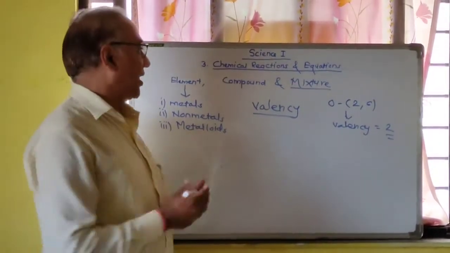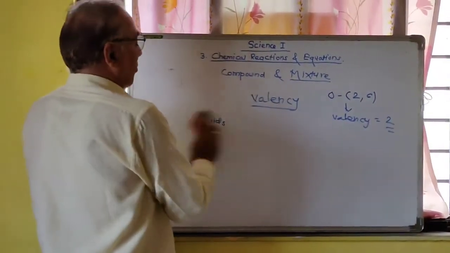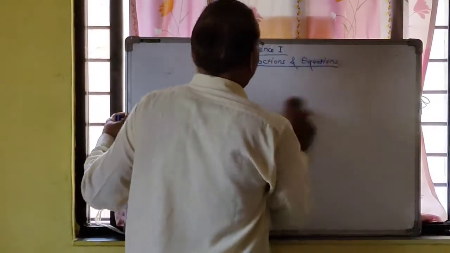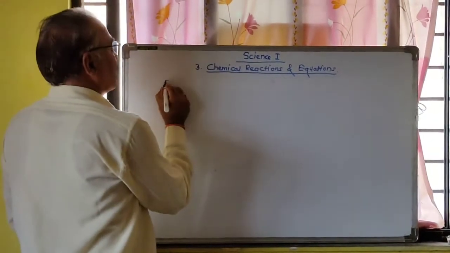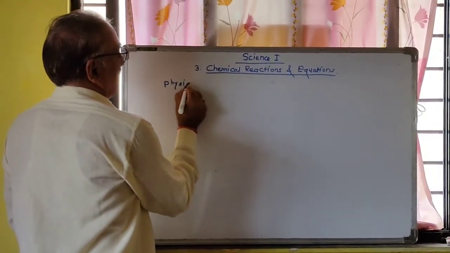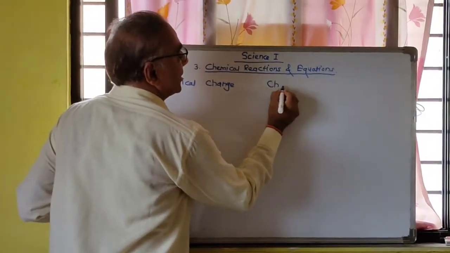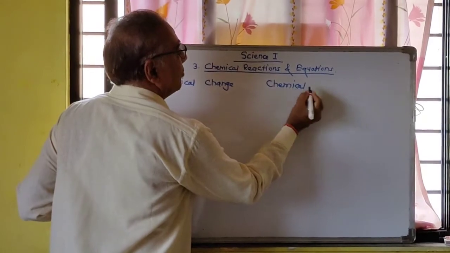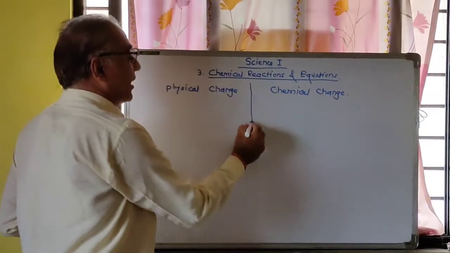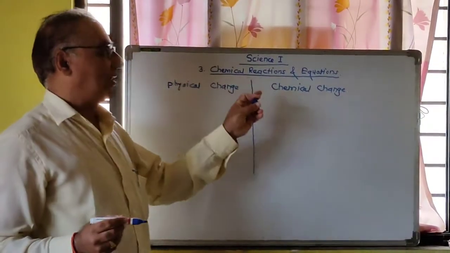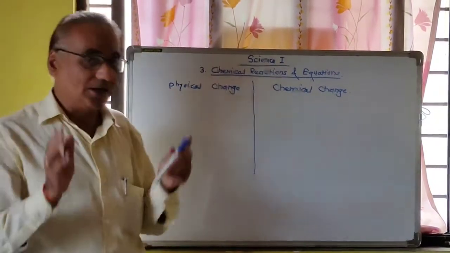Before starting what is meant by chemical reaction, we study two concepts that we learned in 6th, 7th and 8th standard: physical change and chemical change. If we know these concepts, we can easily understand what is meant by chemical reaction and equation. Now let us see some phenomena that occur around us.